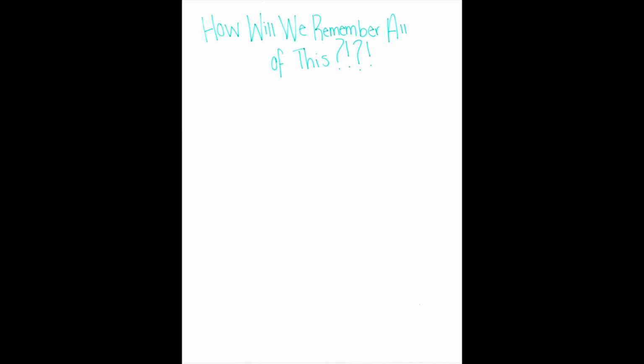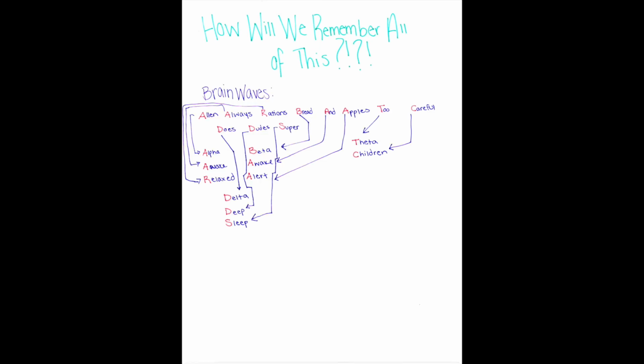Now, how can we remember all of this? It's simple. I've come up with a few tips and tricks. For brainwaves, all you need to do is remember this sentence. Alan always rations bread and apples too. Carefully, does dudes super. Now this sentence doesn't seem to make sense, I know, but it's a good way to remember the different brainwaves.